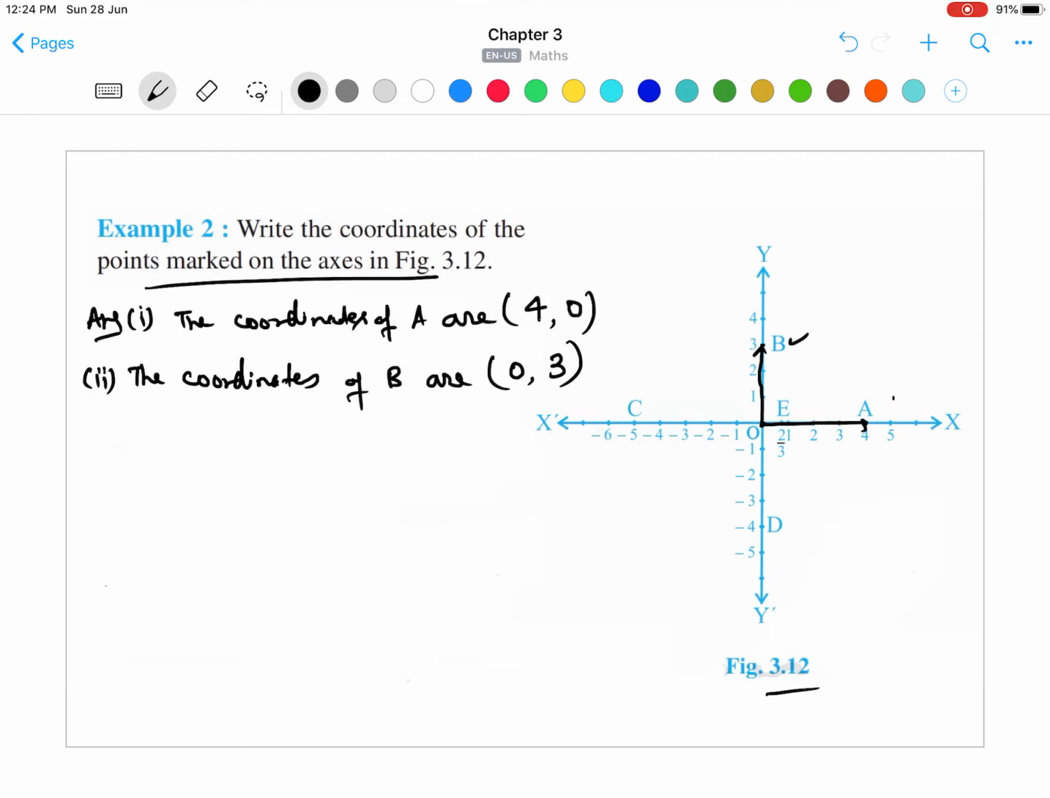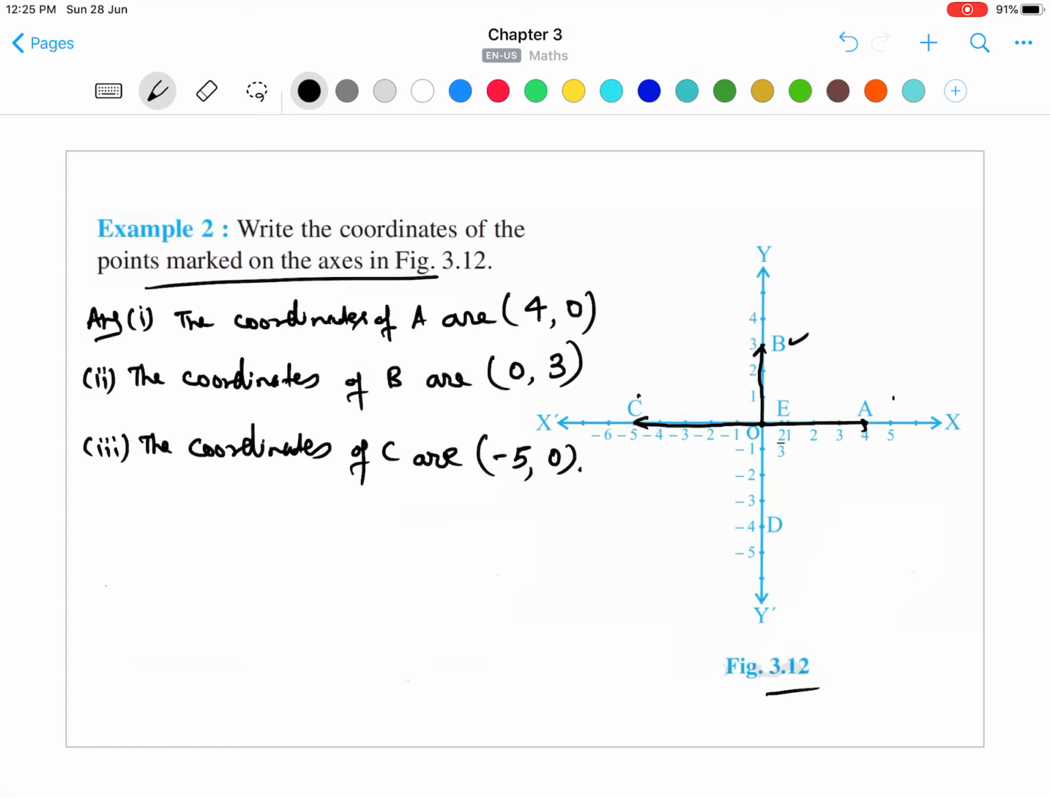Okay, now write the next point. Now we have this C, so write the coordinate of C. Again this point C is lying on the x-axis, so its value on the x-axis is in the negative direction, which is minus 5. As it is lying on the x-axis, its y coordinate will be 0. Okay, so this is the coordinate of C, which is (-5, 0).